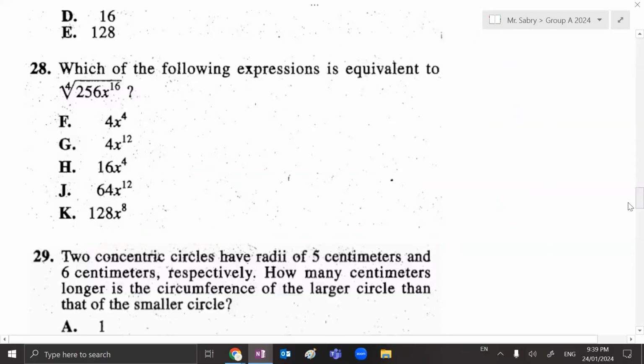28. It says which of the following expressions is equivalent to this. The easiest thing to do first of all is to calculate the cubic roots or square roots of the numbers normally on the calculator instead of thinking about them. So the fourth root of 256 by itself, put it on the calculator without the x to the power of 16. Just this. If you put this on a calculator you'll get 4. So we know that the number should be 4. So H is surely wrong, J is surely wrong, and K is surely wrong.